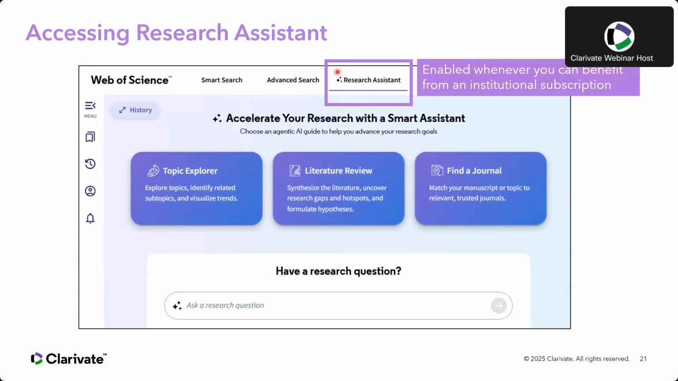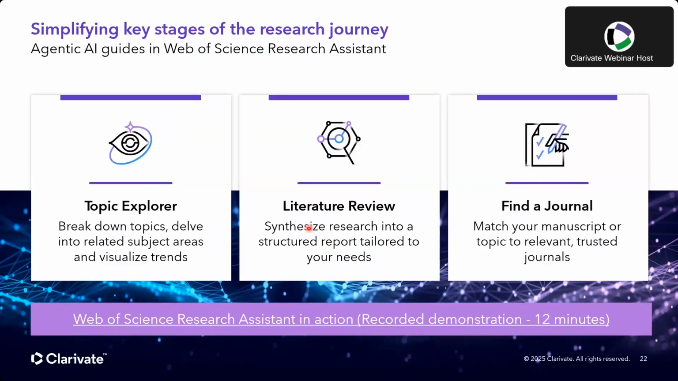To access the research assistant, it's available within the landing page. It is enabled whenever you can benefit from an institutional subscription. So in your case, it might not be activated yet, in the sense that your institution might not have subscribed to the research assistant yet. So you see here, for example, you have different tasks. You want to explore a topic, conduct a literature review, or find a journal. So these are what we call agentic AI guides in the Web of Science Research Assistant.